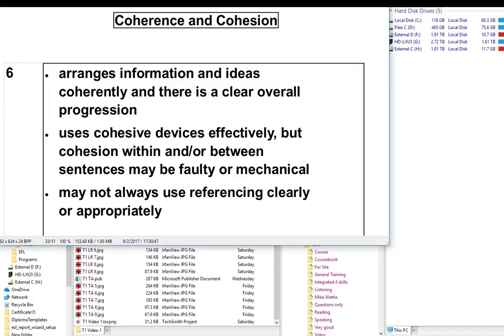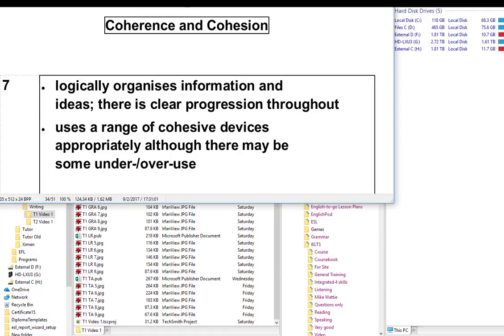Substitution happens all the time. Well, we can't say that the cohesive devices are used mechanically. We can say that referencing is not always done appropriately. So possibly a 7 for coherence and cohesion.